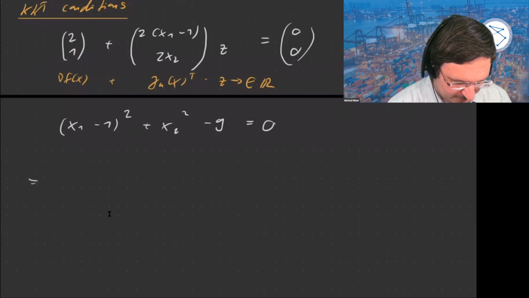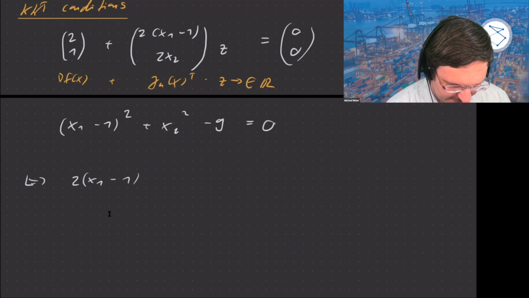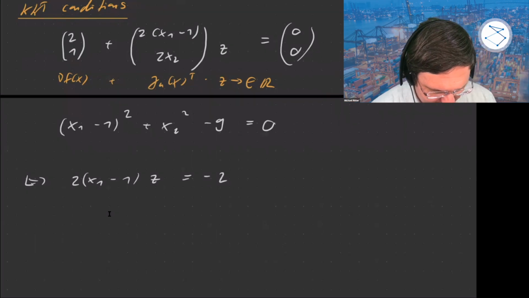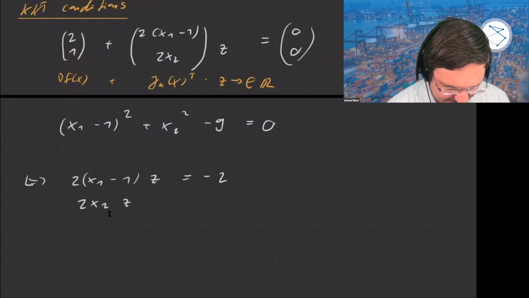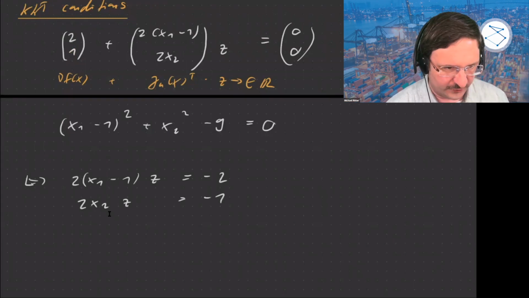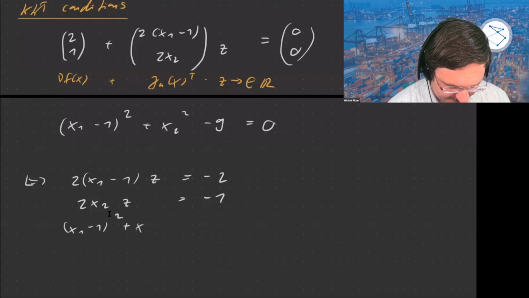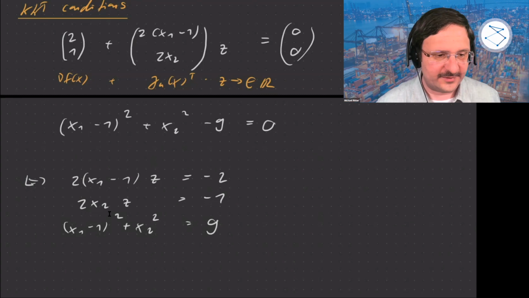Let's write it down once more in separate lines. So here we have, let's see, the first one is 2x1 minus 1c equals minus 2. The second one is 2x2c equals minus 1. And the third one is (x1 minus 1) squared plus x2 squared equals 9. Let's get the constants on the right-hand side.